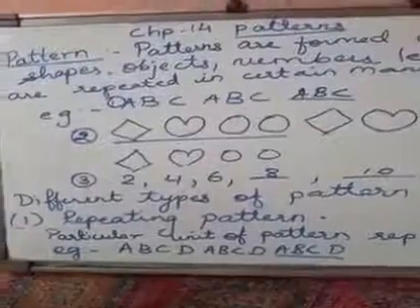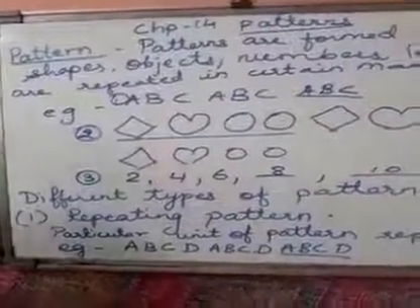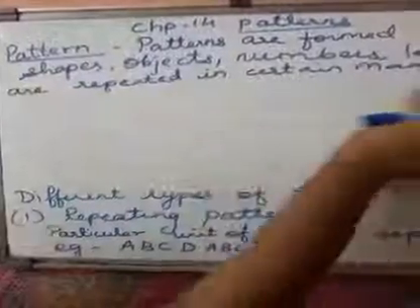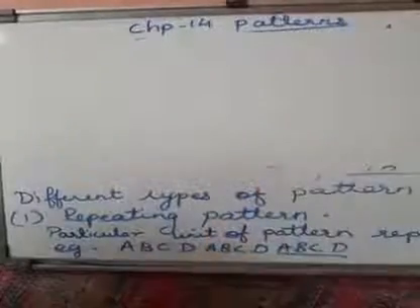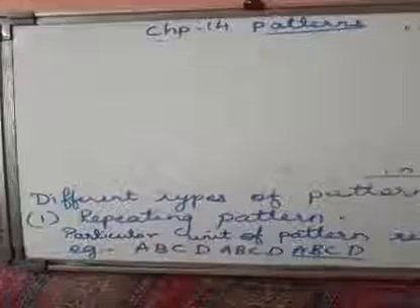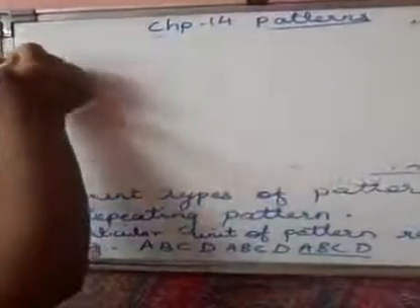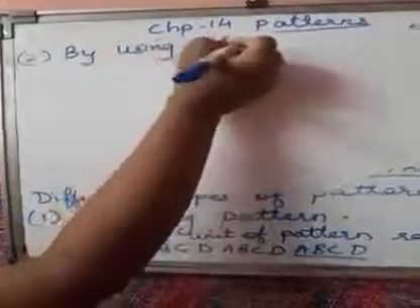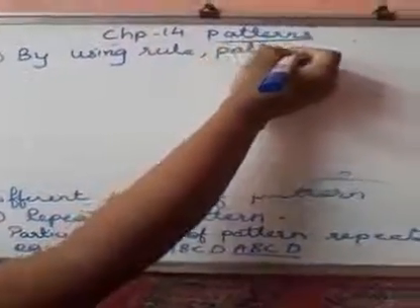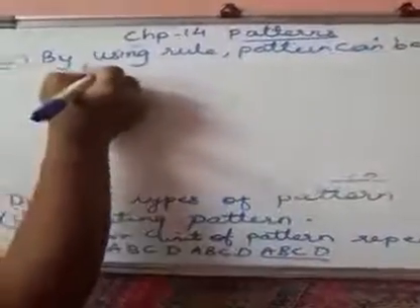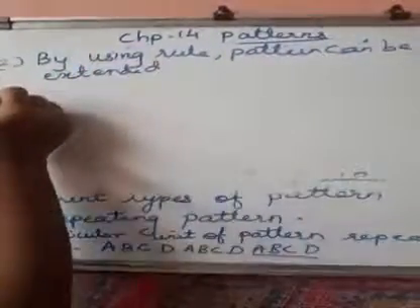So this one is a what? Repeating pattern. Now there is one more pattern which is known by applying the rule. Okay, now what is that rule? Let us see. Now pattern can be extended by using the rule. Okay, so we can write down, by using rule, pattern can be extended. This is mostly applicable when you are doing with the numbers.